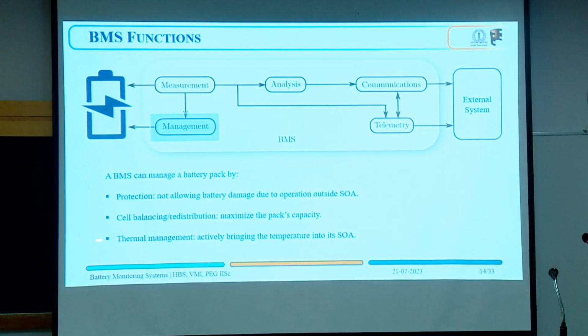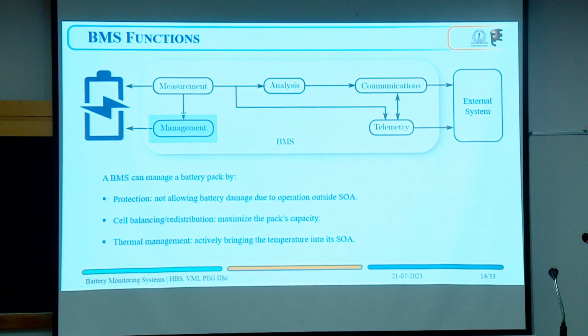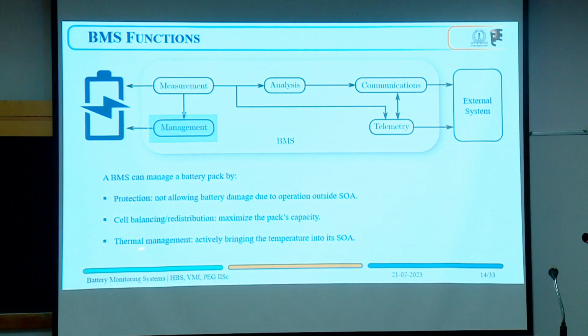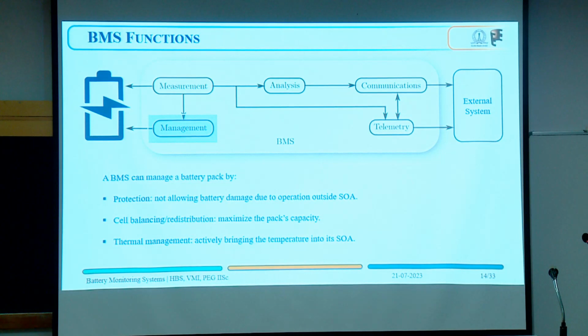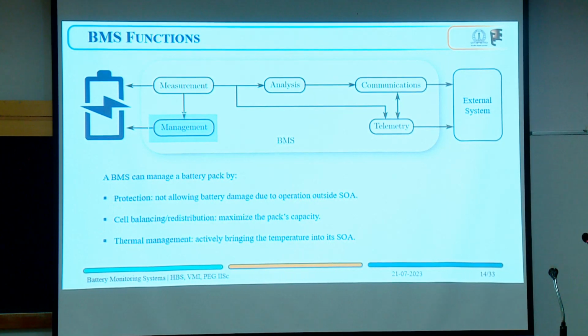Then it can do something called cell balancing or redistribution, which essentially maximizes the cell capacity. How it does that, we will look at. And then thermal management: once you sense the temperature, you can actively turn on a fan or activate cooling mechanisms so that you can bring the temperature back into the safe area. So these are some indicative ways in which a BMS can protect or manage the battery. There are advanced BMS which can perform more functionalities than that.